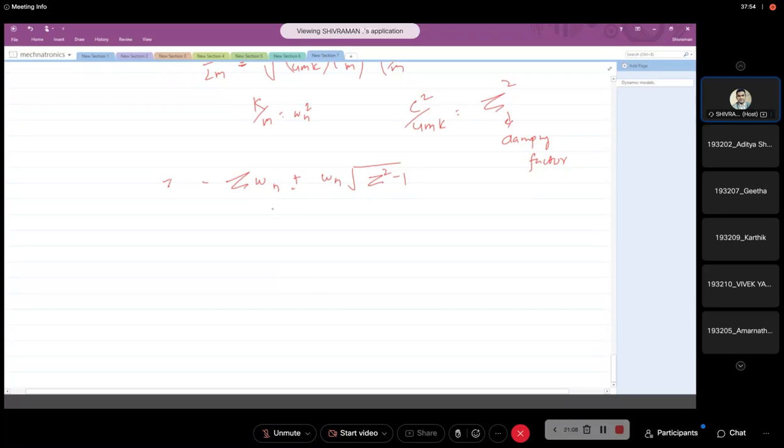Now as it is a damped system, you will encounter different damping situations. First is overdamped, where the damping factor is greater than 1. So you have two roots, s1 and s2.